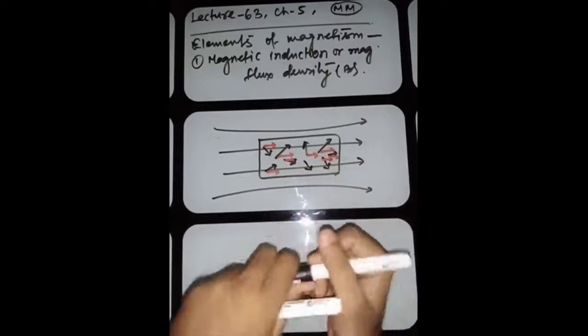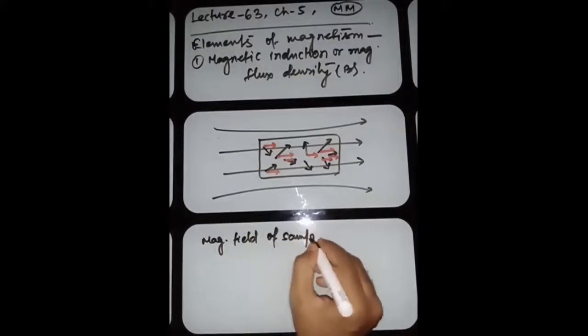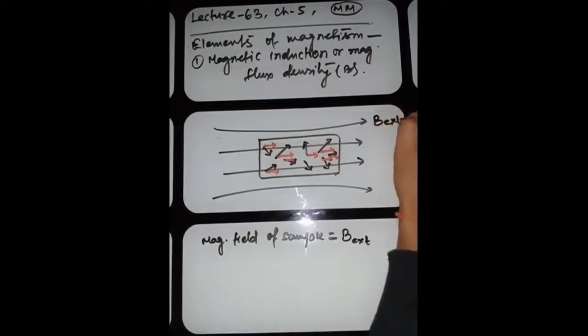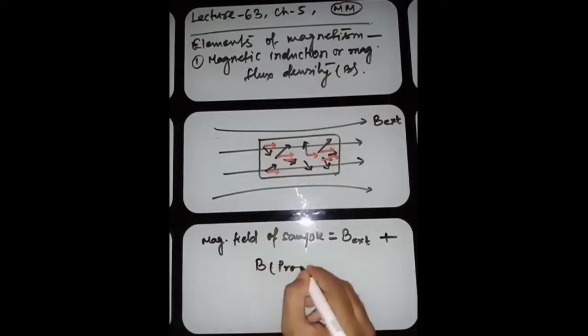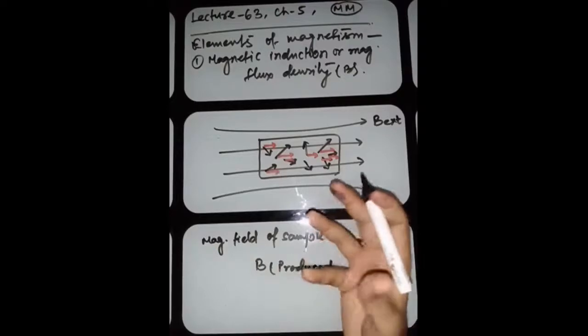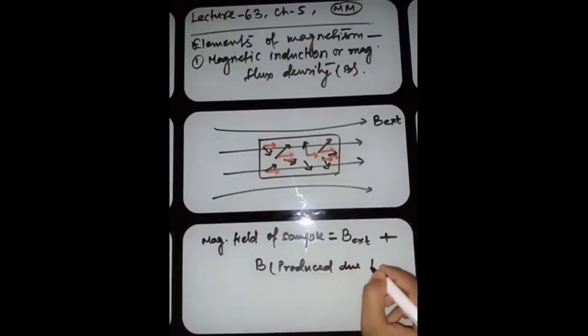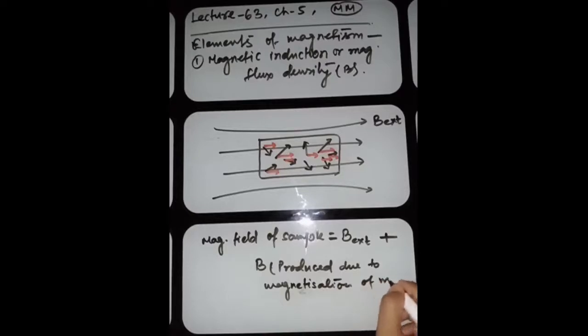The magnetic field of the sample, you can write, is actually the sum of the external magnetic field, or the field lines, you can say this is the magnetic flux density B. What is it? The external one is B external, plus the magnetic field produced, that is B produced due to the magnetization of the material. This material is now magnetized. B produced due to magnetization of material, and this is the sum of these two field lines.